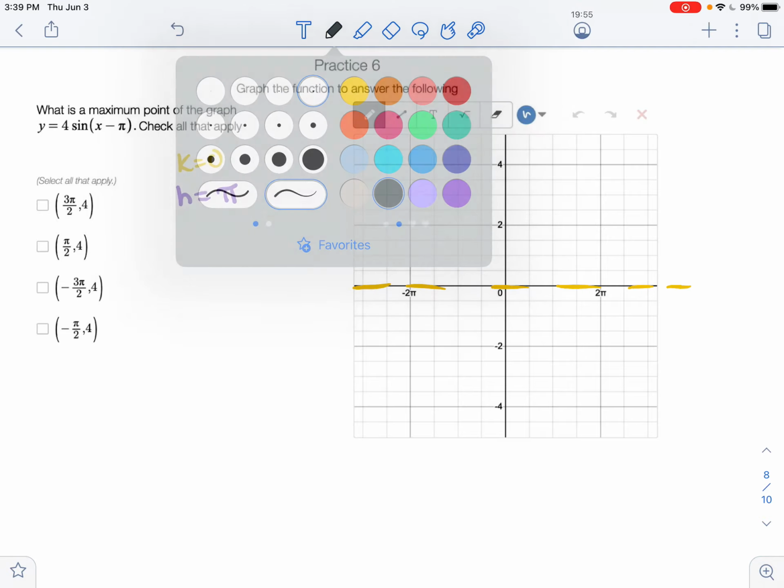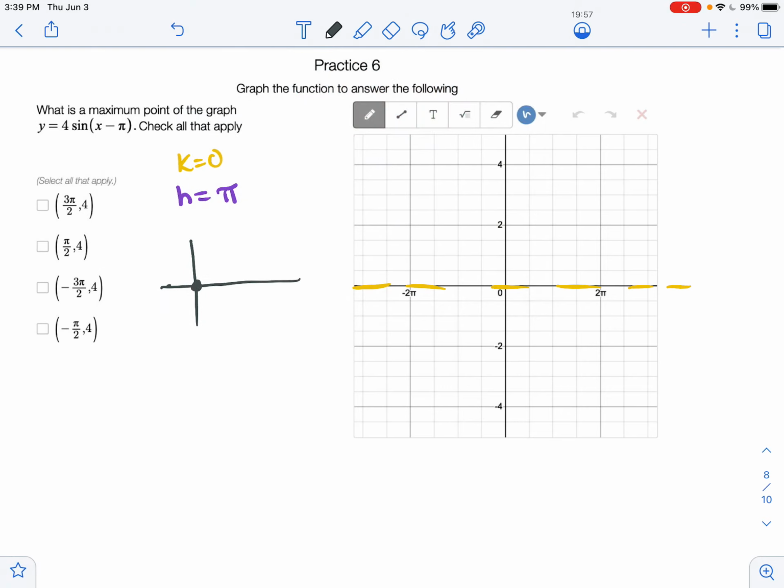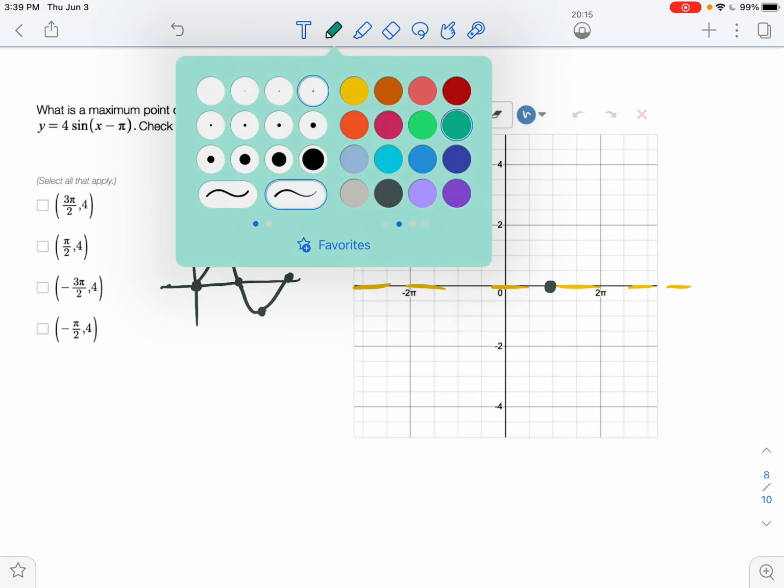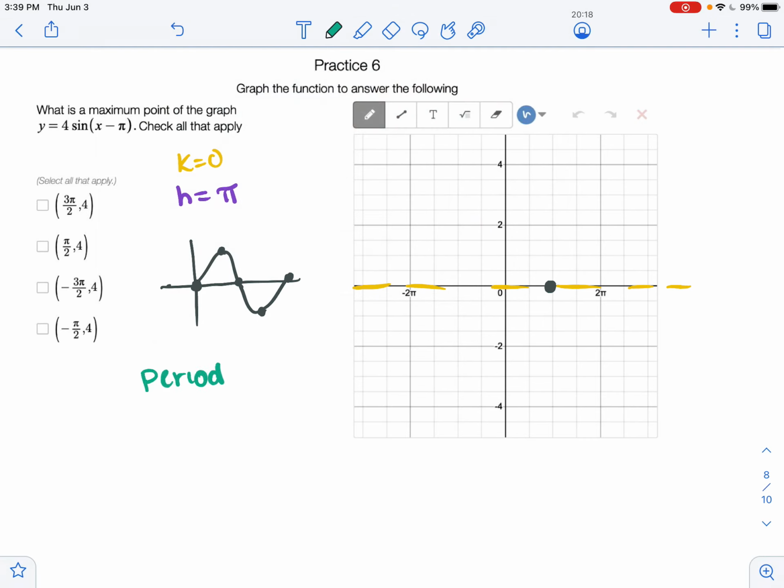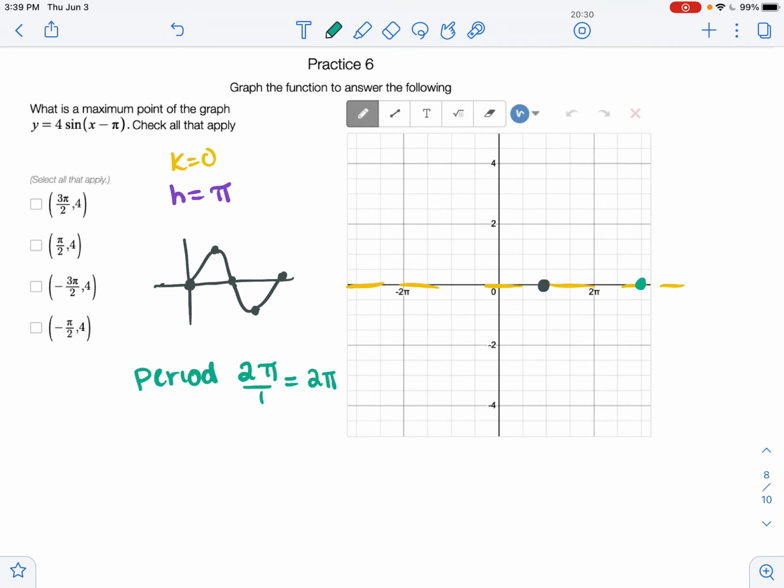So that tells us, because of the nature of sine, that we start midline, max, midline, min, midline, that tells us at the very first point of our sine cycle, it's going to be at pi comma 0. So pi comma 0 sitting right there. We'll then want to figure out how long is this cycle going to last. So what is the period? So 2 pi over 1, because our b value is 1. Our period is 2 pi. That means that 2 pi units later, our cycle ends.